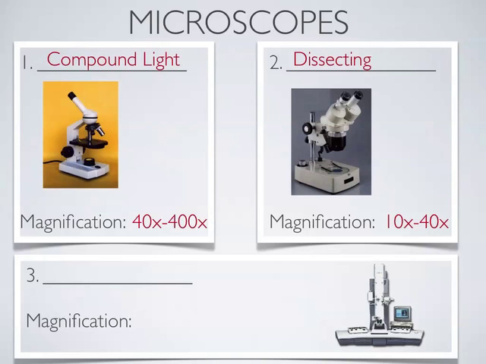And then the third type of microscope down here. It looks more like a computer than it does a microscope. This is an advanced electron microscope. And we don't have an electron microscope here at school. You may find them at colleges and universities or medical facilities. They're big, they're very expensive, but they can magnify an object a huge amount, up to and over 1 million times magnification. So those are the three types of microscopes that we're going to consider.